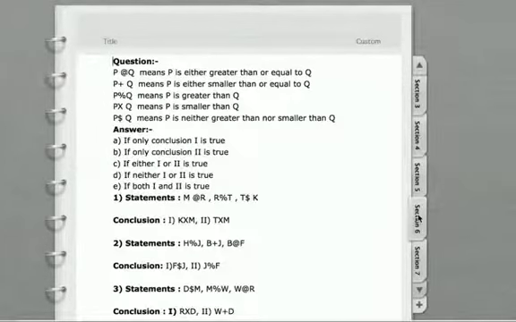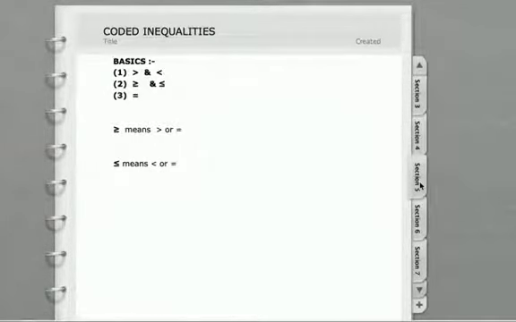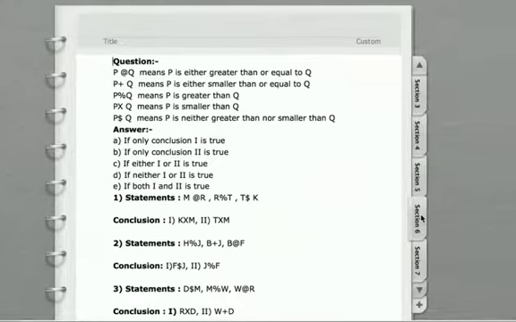Moving to the question, how do we solve it? Mainly in the examination this type of question comes: p at the rate q means p is either greater than or equal to q, p plus q means p is either smaller than or equal to q, p percentage q means p is greater than q, p multiply q means p is smaller than q, and p dollar q means p is neither greater than nor smaller than q. So how do we solve this type of question?